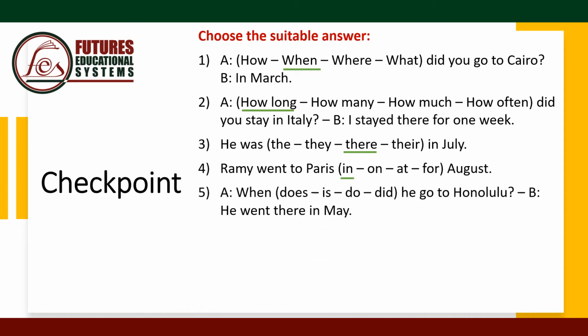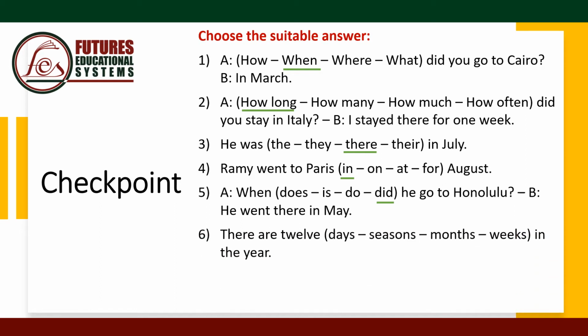Number 5. A asks a question: When, does, is, do, did he go to Honolulu? And B answers, he went there in May. He went there in May, the sentence is in the past tense. So we're going to use a helping verb in the past tense. When did he go to Honolulu? Number 6. There are 12 days, seasons, months, weeks in the year. 12 months, yes.